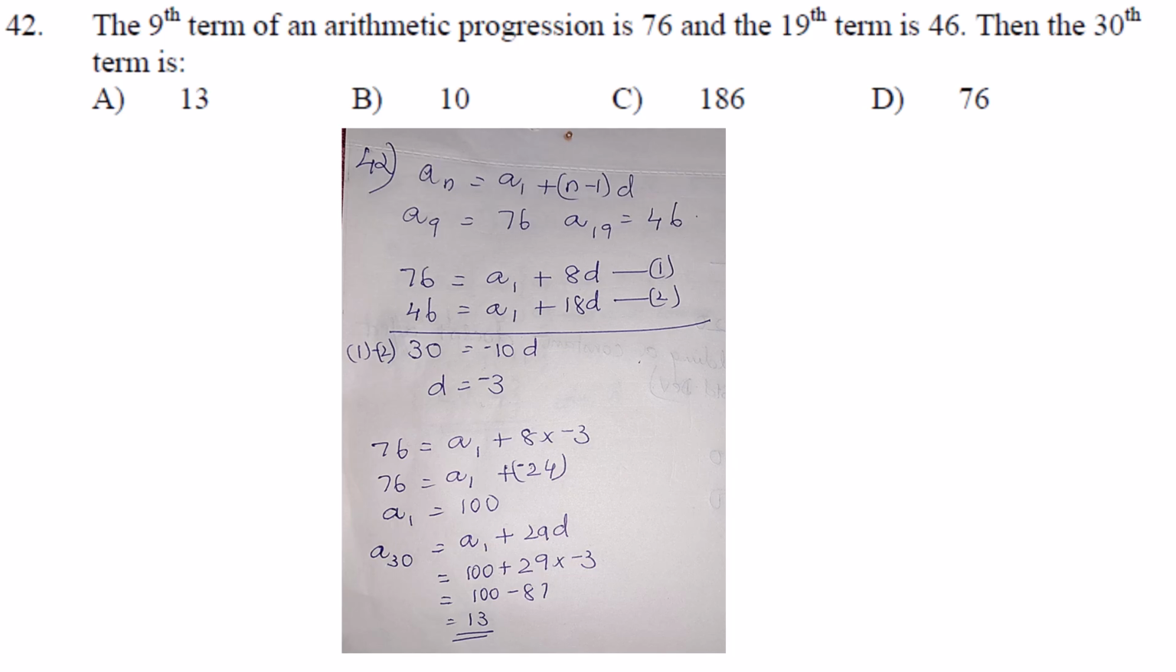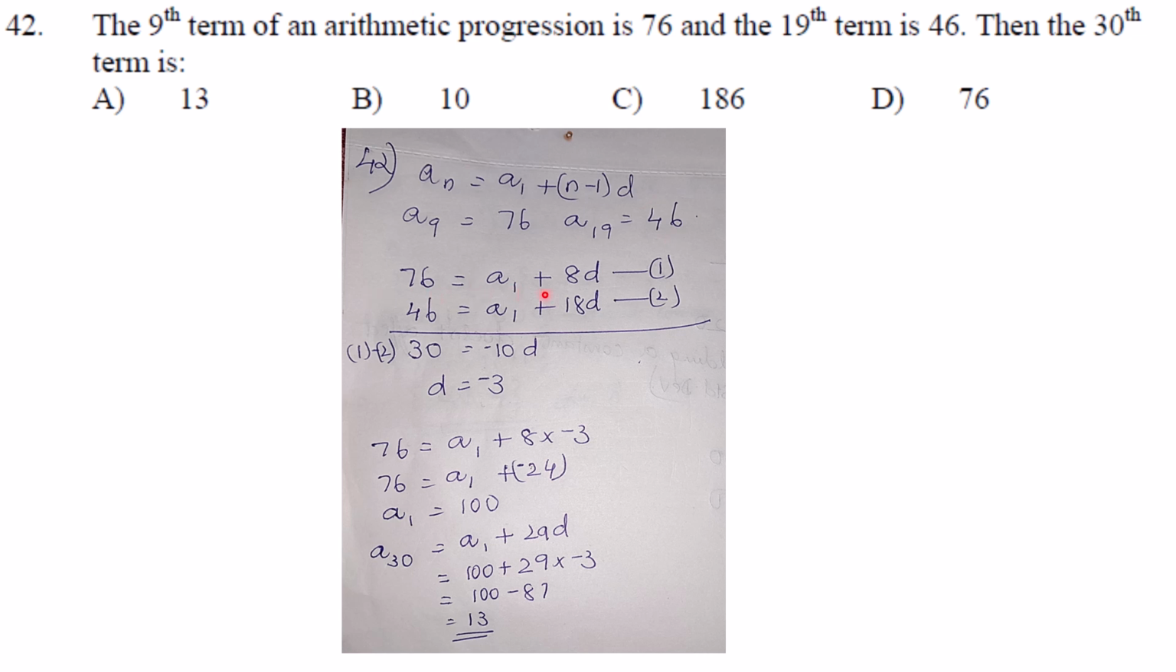Coming to the next question, the 9th term of an arithmetic progression is 76 and the 19th term is 46. Then the term is, so an is equal to a1 plus n minus 1 d. So d is the common difference, a1 is the first term, an is the nth term. So here you can make two equations. The 9th term is 76 and 19th term is 46. So substitute in the formula.